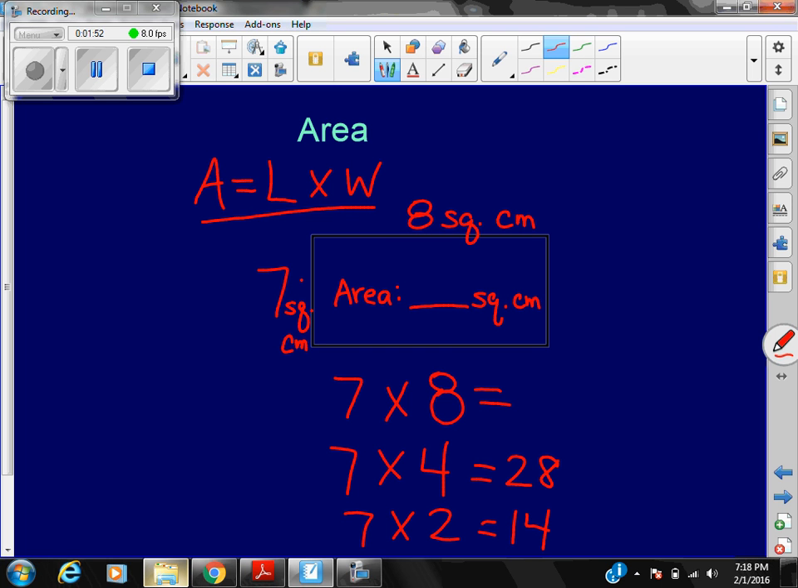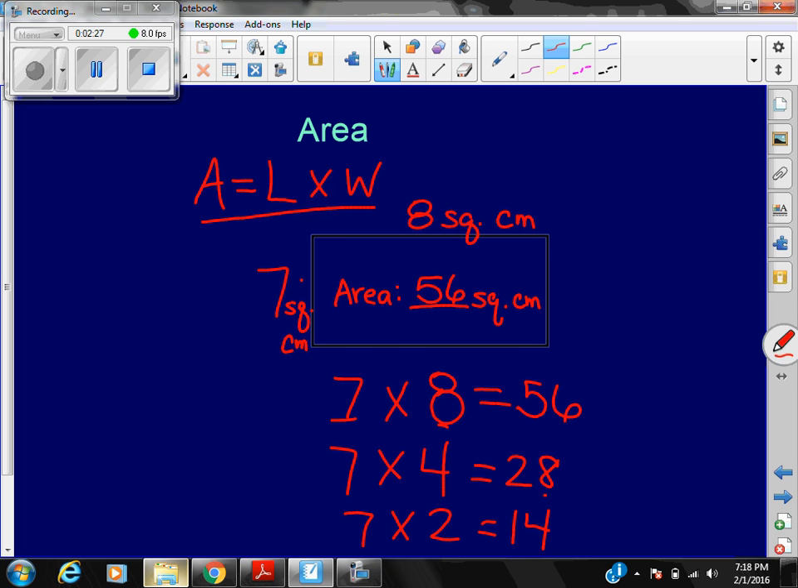And then because 8 is double 4, and I'm multiplying by the same factor of 7, factors are the numbers that you multiply together to get the product, you could double the product of 7 times 4, which is 28 plus 28. And when you do that, you get 56. So these are some strategies to solve problems with bigger numbers that you're not so comfortable with. And so I know that the area of this rectangle is 56 square centimeters, and putting that down.